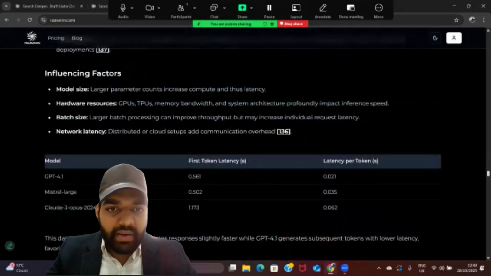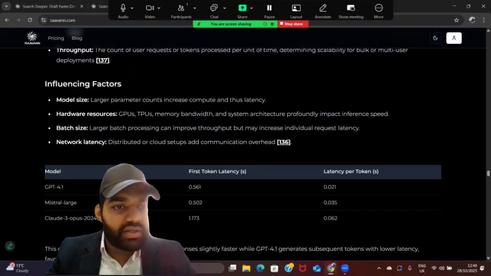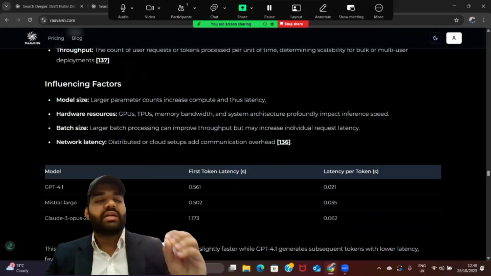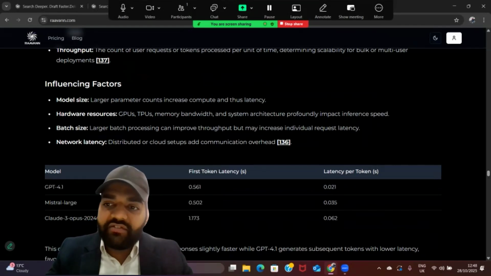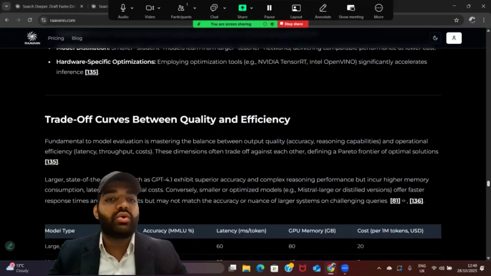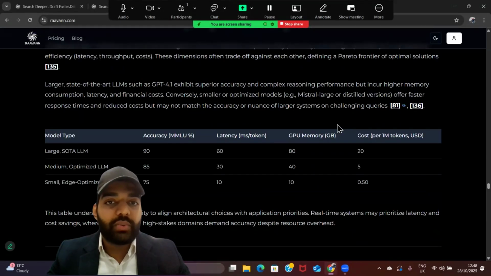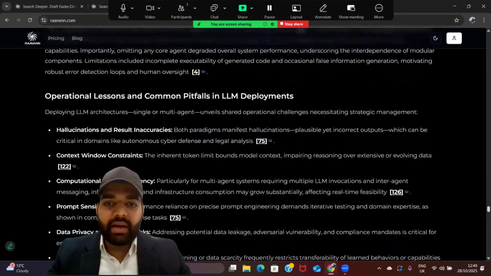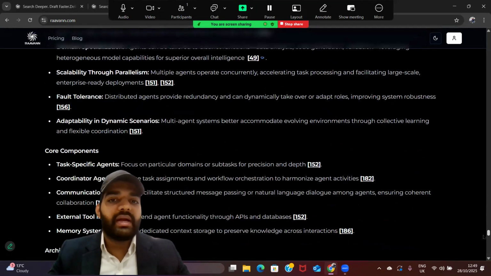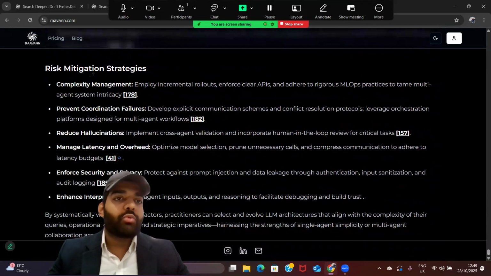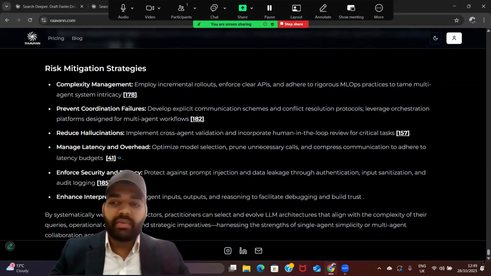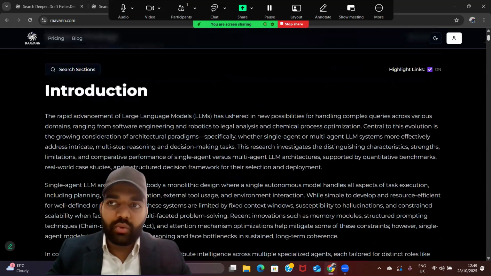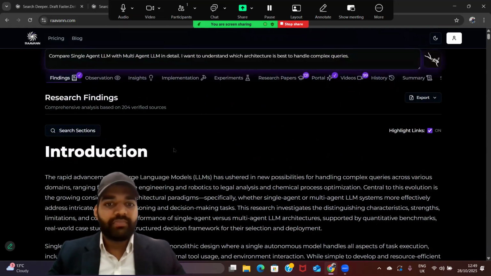Everything is very, very complex, and it's given, for example, over here you can see the number of tokens that will be taken in both architectures. So you can understand it is comparing at the token level, and trade-off curves between quality and efficiency. So it is comparing even that. As mentioned, it goes very deep, and even now you can see the output is not completed. So now the output is completed, along with a risk mitigation strategy.